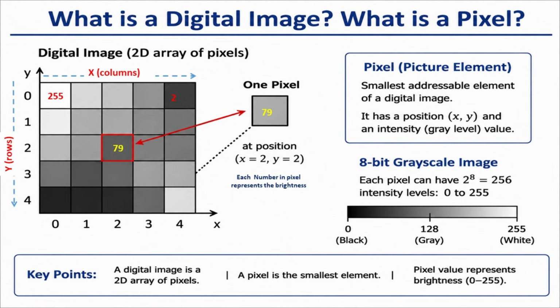For an 8-bit grayscale image, each pixel can have 2^8 = 256 possible intensity levels, ranging from 0 to 255. 0 represents black, 255 represents white, and intermediate values represent different shades of gray. Therefore, a digital image is essentially a matrix of numbers, where each number represents the brightness of one pixel.